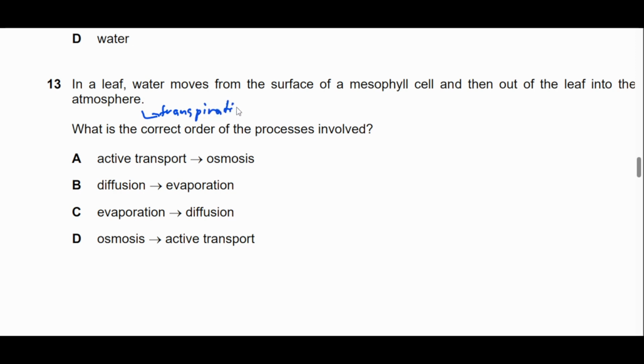So how does the transpiration process occur? First, the water would evaporate from the mesophyll cell and then out of the leaf by diffusion of water vapor, right? It's not osmosis because the water is in gaseous form. Okay.